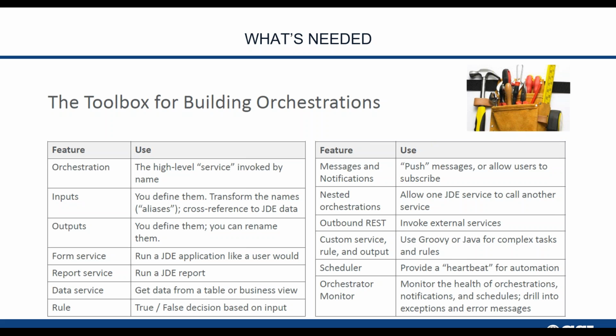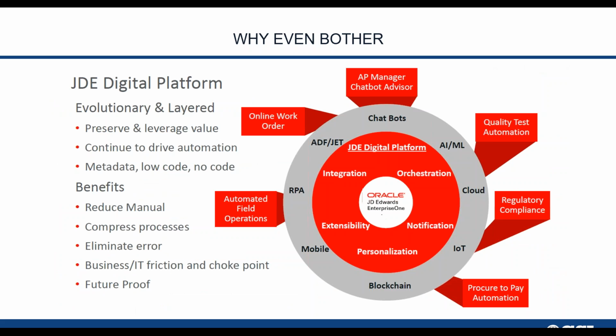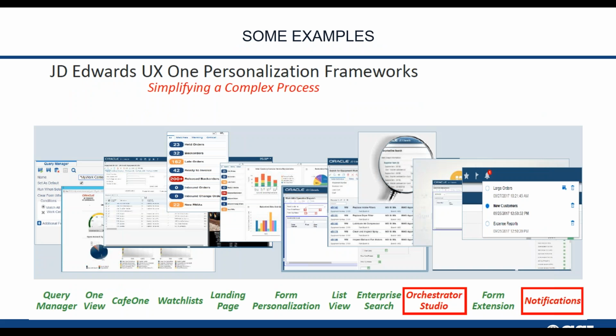You get a layer of E1 where you can automate as many things as you can, and you can increase the value of your system by driving continual automation. All of this is metadata, low or no code. You don't need anything new. Oracle's giving it to you. And the benefit of all this is you're getting rid of mundane manual processes. You're eliminating a lot of errors, things of that nature.